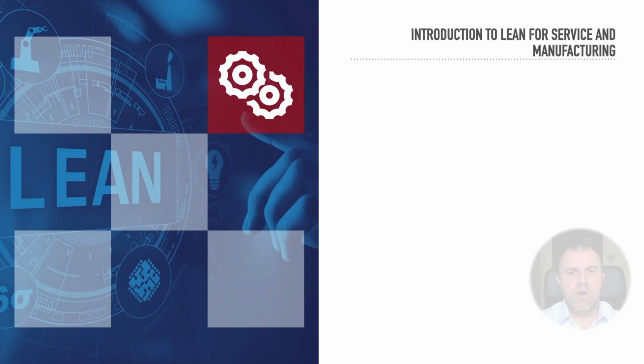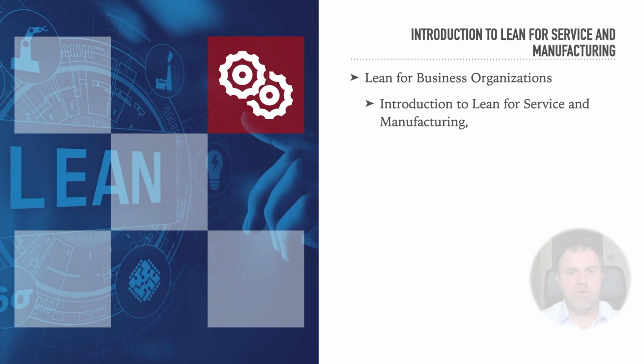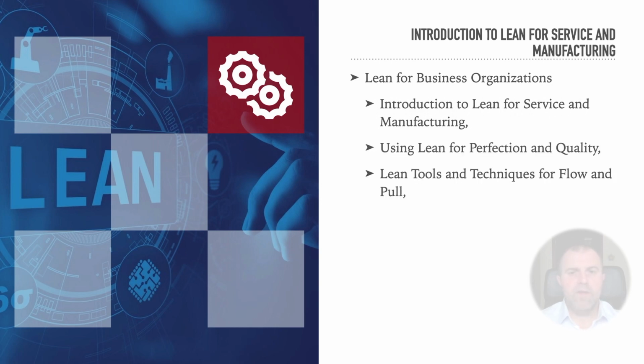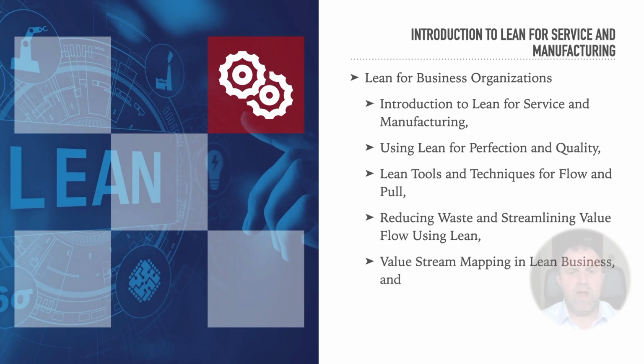The Introduction to Lean for Service and Manufacturing course is part of the Lean for Business Organizations program, which includes a total of 6 sections. This one, the Introduction to Lean for Service and Manufacturing, using Lean for Perfection and Quality, Lean Tools and Techniques for Flow and Pull, Reducing Waste and Streamlining Value Flow using Lean, Value Stream Mapping in Lean Business and Applying Lean in Service and Manufacturing Organizations.